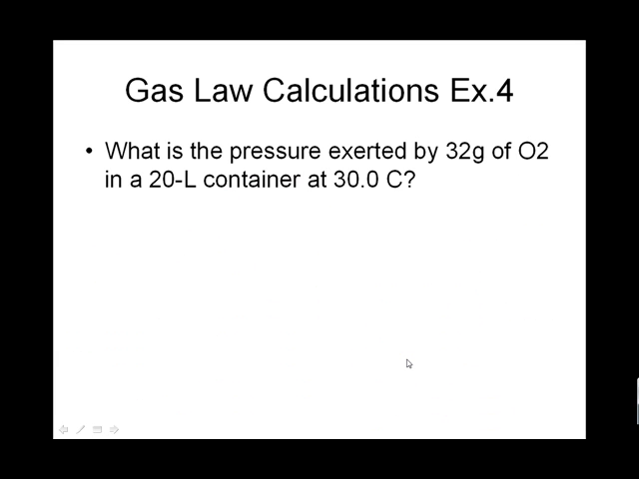So what is the pressure exerted by 32 grams of O2 in 20 liters of container and at this temperature? So now I'm not really comparing before and after. I just have a situation where the volume is 20 liters and my temperature is 30 degrees Celsius, which I'm going to add 273 to, which gets me 303 Kelvin.